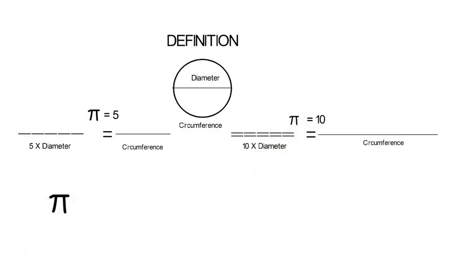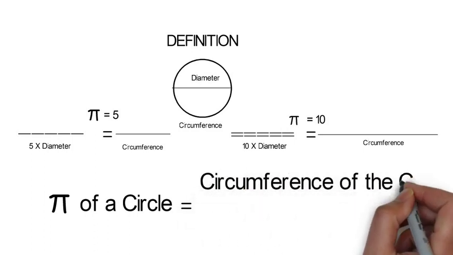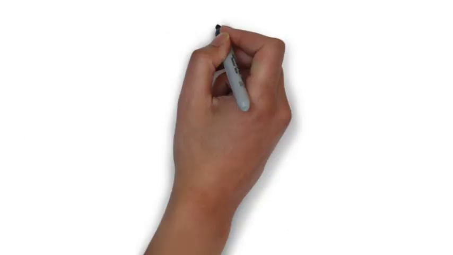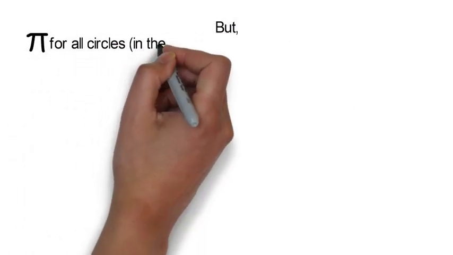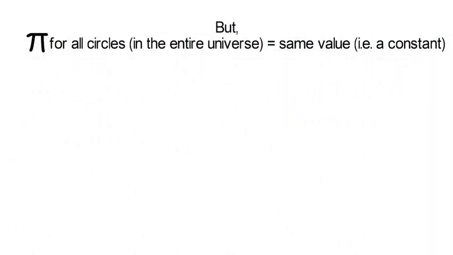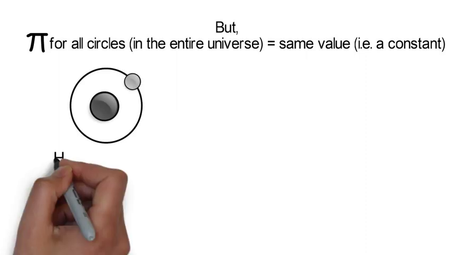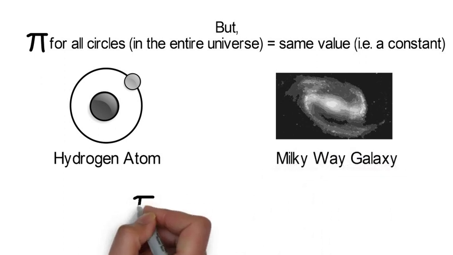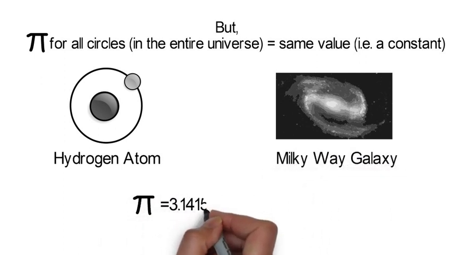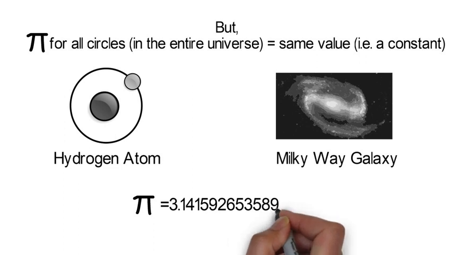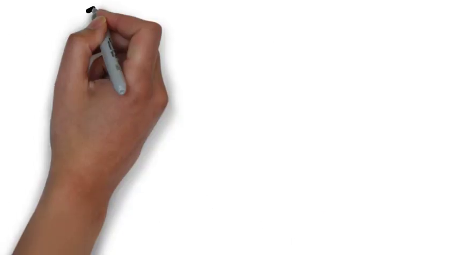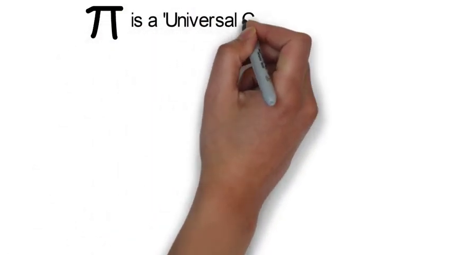Mathematically, we write it as pi of a circle equal to circumference of the circle divided by diameter of the circle. But as far as we know, all the circles in the universe have same value of pi. That is, for circles in the size of hydrogen atom and also for circles in the size of Milky Way galaxy, the value of pi is 3.141592653589793238 and so on. That is why we call pi a universal constant.